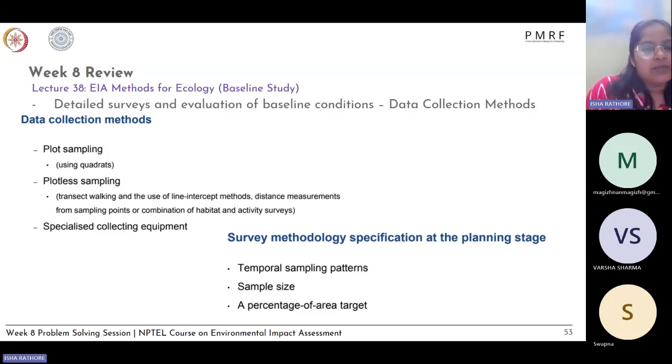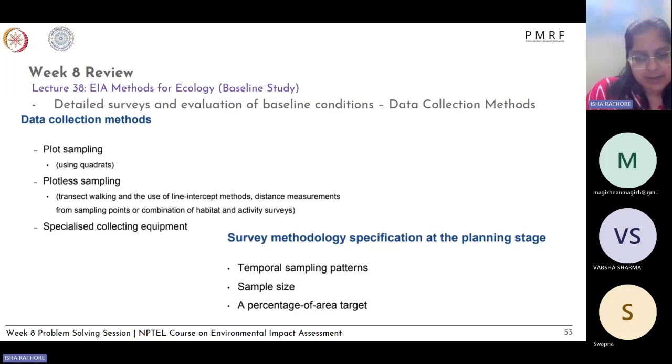Then you have plotless sampling, which is like transect walking or using the line intersect method, or distance measurements from different sampling points. Again, they are covered in much detail in the lecture, so you can refer to the lecture for this. This is just a revision of what we looked at. And specialized collecting equipment.